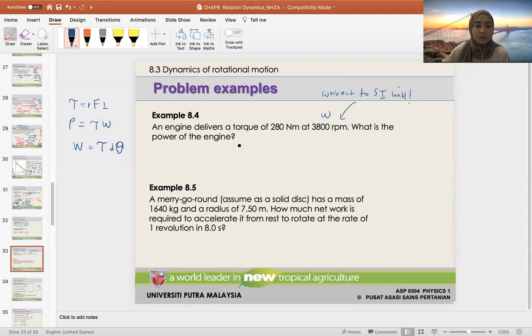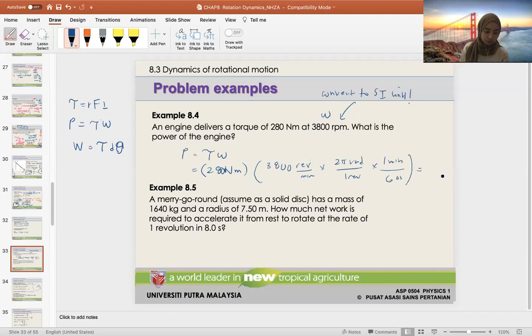Okay. What is the power of the engine? So P is torque times omega. So torque is 280 Newton meter. That's already in SI. My omega is not, so I have to convert that. 3,800 revolutions per minute times 2 pi. So that is 1 revolution times 1 minute, 60 seconds. So the answer should be, don't know, right? In example 8.4.